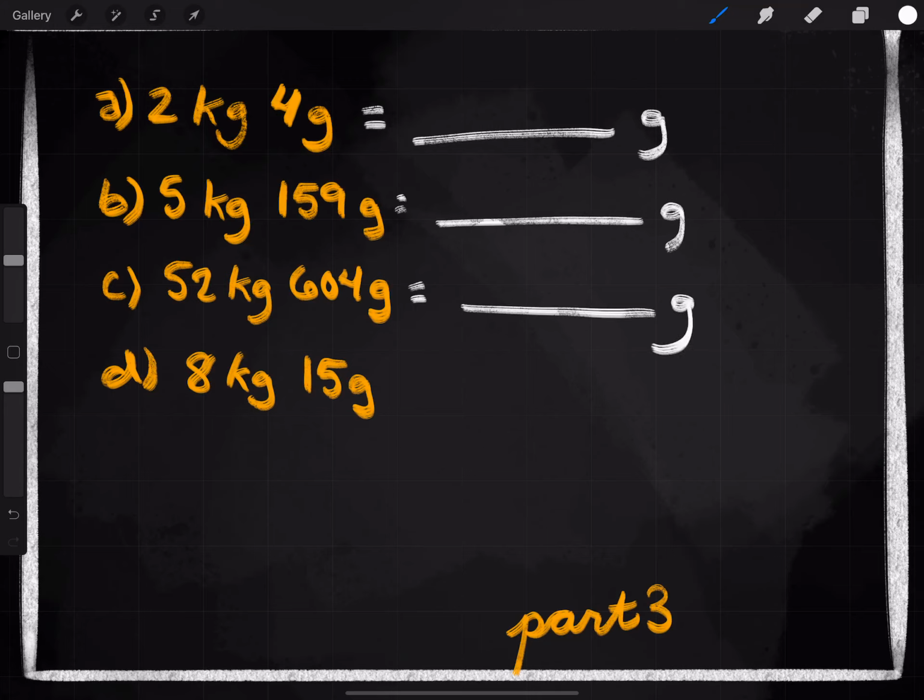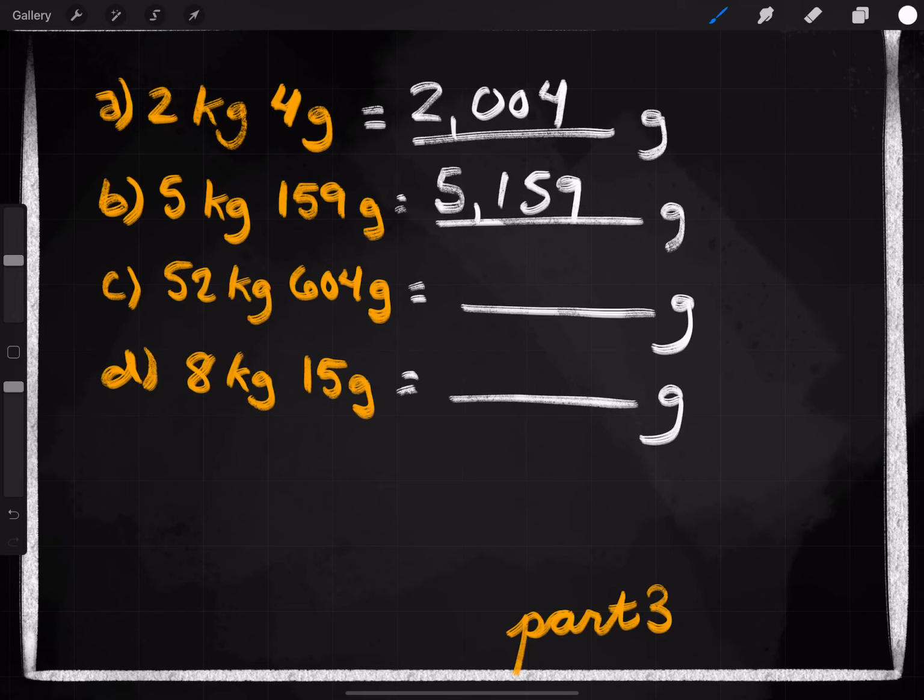Okay, hopefully you've given it a try. So 2 kilograms, 4 grams, 2,000 plus 4 grams, 2,004 grams. 5 kilograms, well, that's 5,000 grams, and then we'll add 159. Okay, 52 kilograms, that's 52,000, plus, let's add 604. Here we have 8 kilograms, so that's 8,000 grams, plus 15 grams.